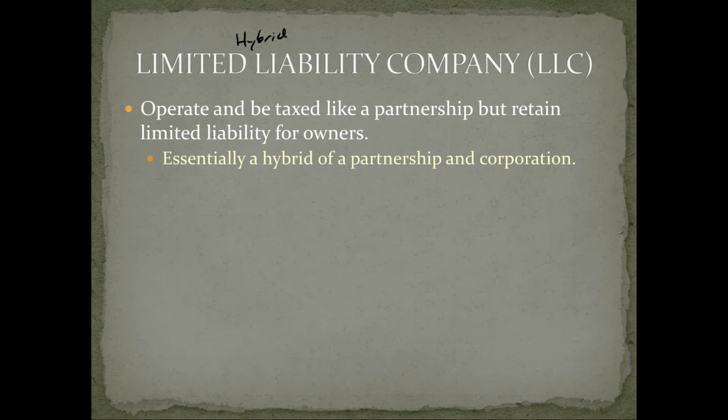These hybrid forms operate and are taxed like a partnership, so they are pass-through entities and you're taxed only once at the personal level, but they still retain the limited liability for owners. So you do not have the unlimited liability where they're coming after your personal assets. You're only liable for the amount that you have invested. Essentially, they combine the best of both worlds of a partnership and a corporation. They are a hybrid of the two.